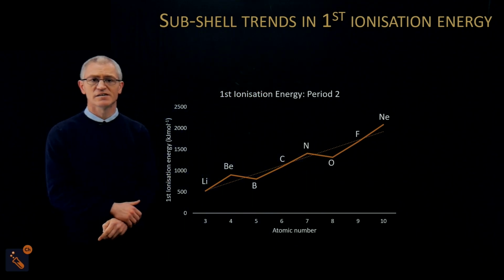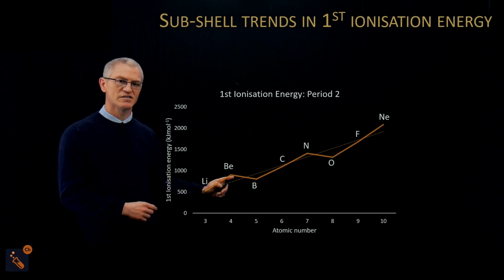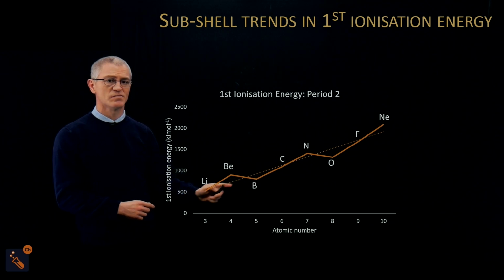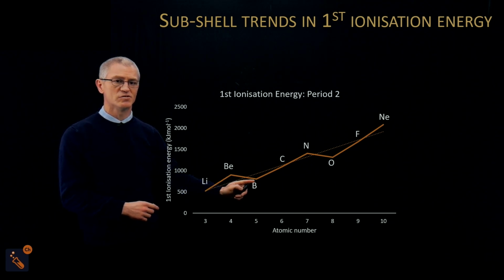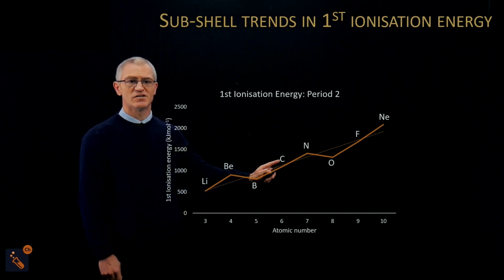Now, if you look at this graph, there are two major points that we need to focus upon, and that is the beryllium going down to the boron. Boron does not go as low as the lithium, but the beryllium goes down to the boron. It shouldn't really go down because we know that the general trend is the first ionisation energy goes up, and you can see the trend line here.